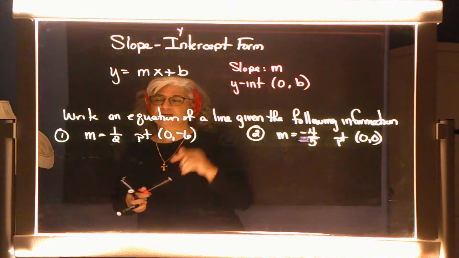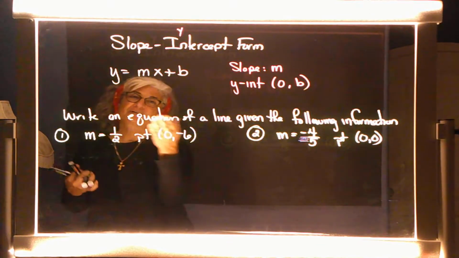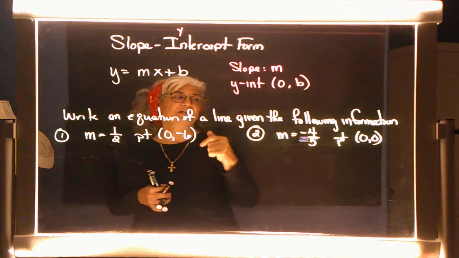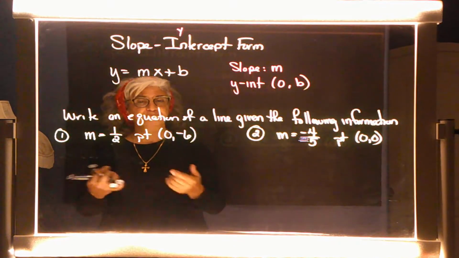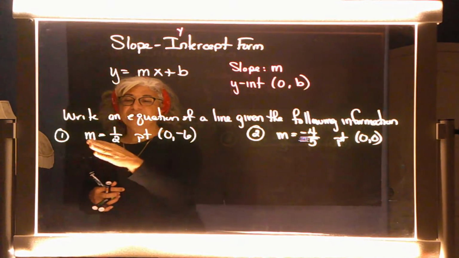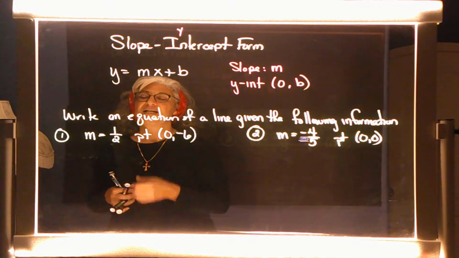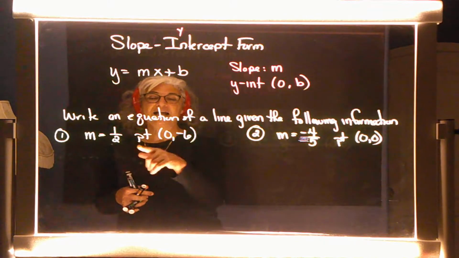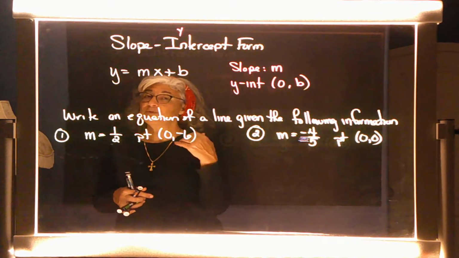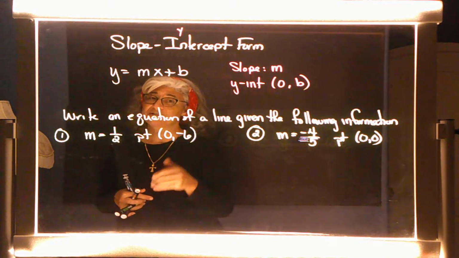Okay, so you restarted, I'm back. So here's the deal. Let's look at example number 1. I guess we should look at the directions first. The directions say write an equation of a line given the following information. So let's look at the first example. They gave us m equaling 1/2, which means they gave us the what? Yes, they gave us a slope. And they gave us this point, (0, -6).